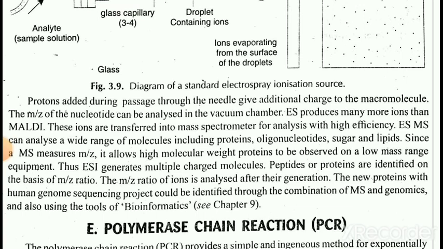The new proteins with the Human Genome Sequencing Project could be identified through the combination of MS and genomics, and also using the tools of bioinformatics.